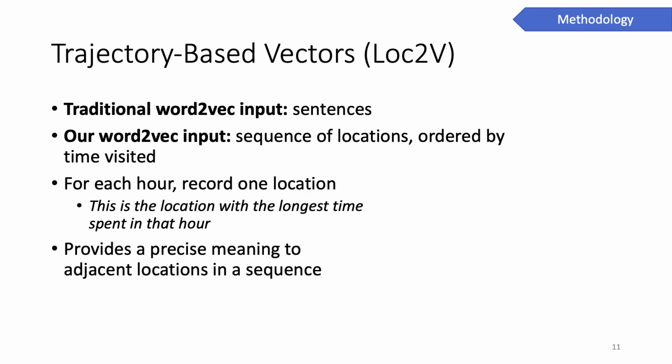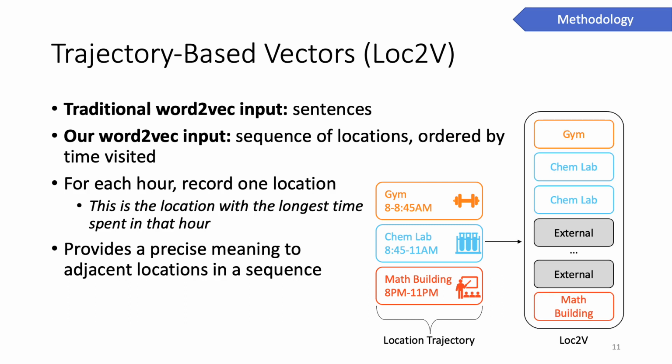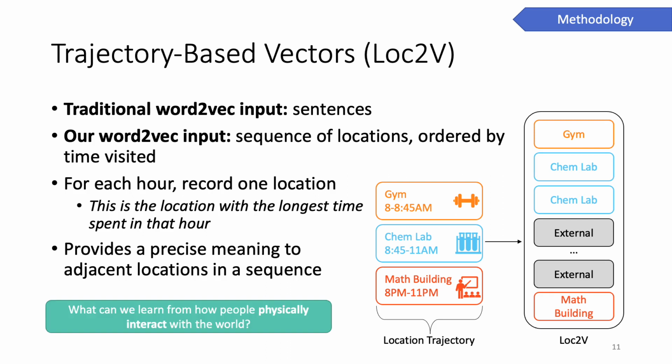This provides a precise meaning to adjacent locations in the sequence. For example, we might have a sequence like this, where there's a large gap between the visit to the chem lab and the math building. In this case, we wouldn't want those two to be adjacent because the person may have visited many different locations during that time, but they were off campus. So we insert this external token for the hours where we don't have information. Using the trajectory-based vectors, we hope to answer the question, what can we learn from how people physically interact with the world around them?